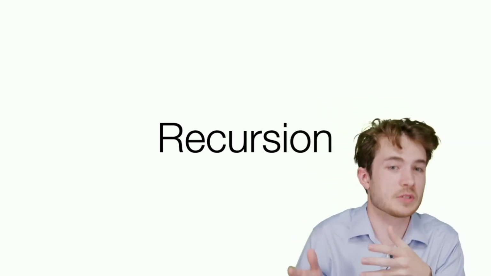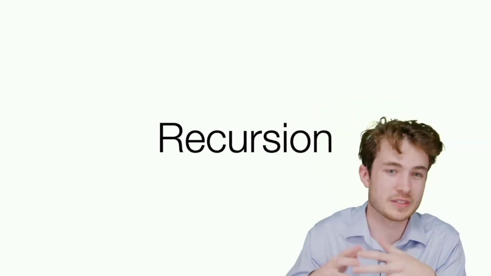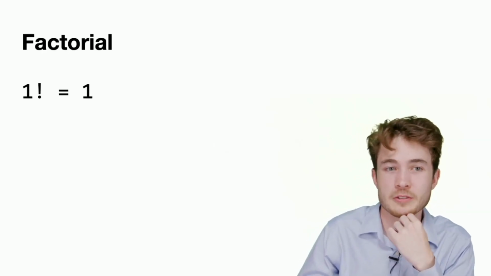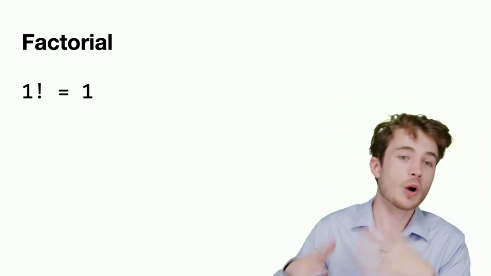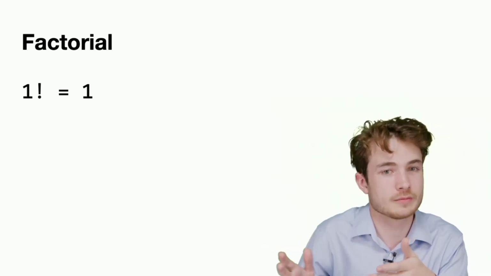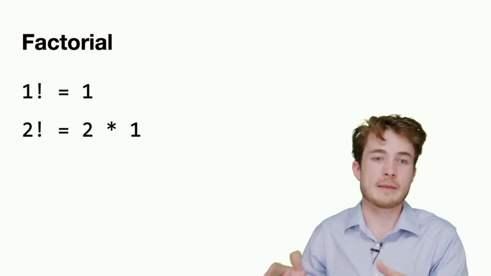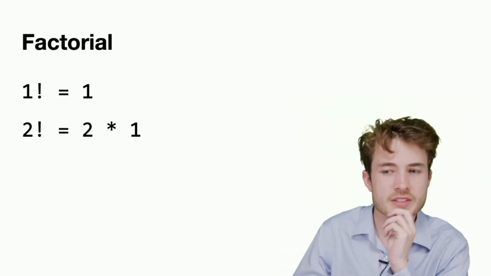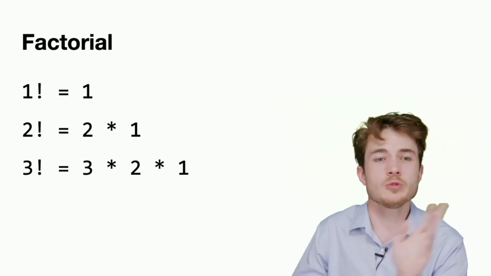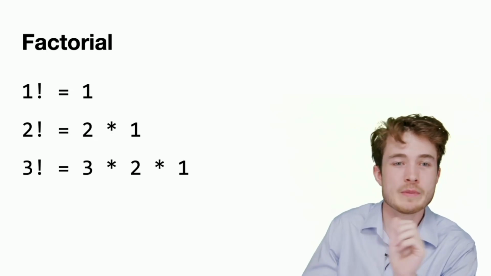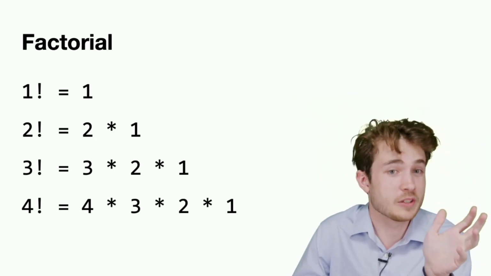And so one example of this that is often used when teaching recursion is this idea of a factorial. If you're not familiar, we can say 1 factorial is 1, right? We can say 2 factorial is 2 times 1. And we can say 3 factorial is 3 times 2 times 1. And if you're not yet getting the pattern, 4 factorial might be just 4 times 3 times 2 times 1.